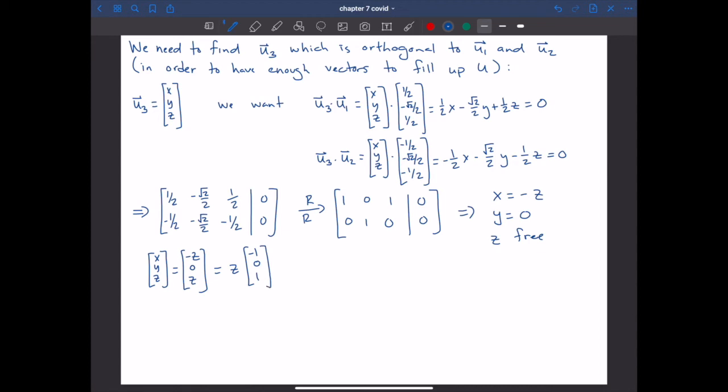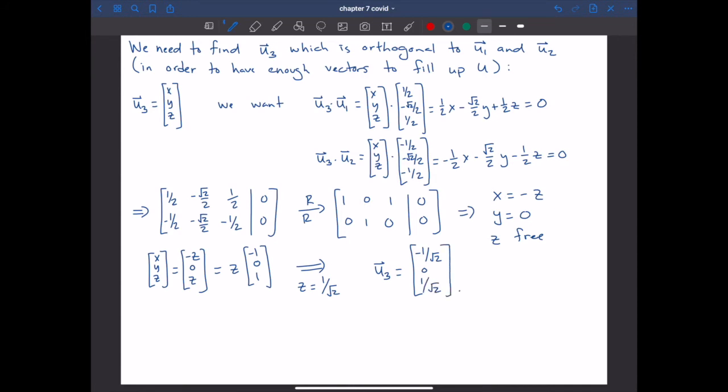Now, I want this to be a unit vector, so I'm going to pick z to be 1 over rad 2. Let's say z equals 1 over rad 2. That's going to give me a third vector, which I'm going to call U3, which is negative 1 over rad 2, 0, 1 over rad 2.